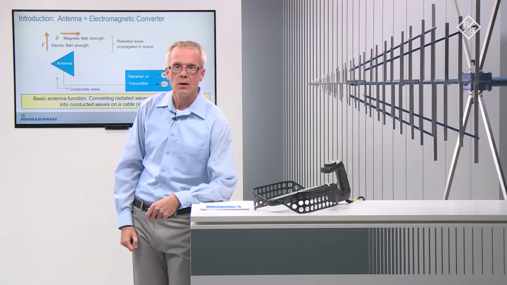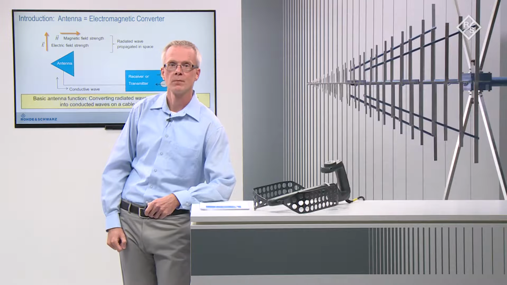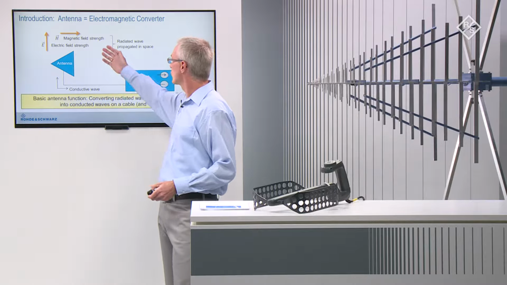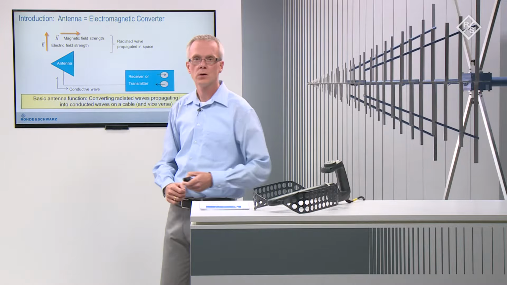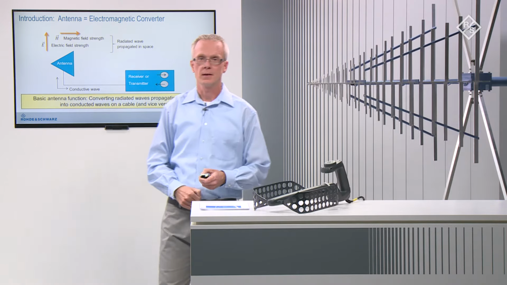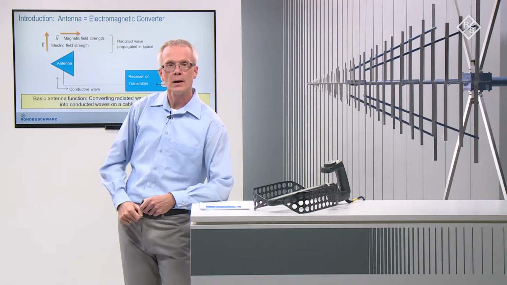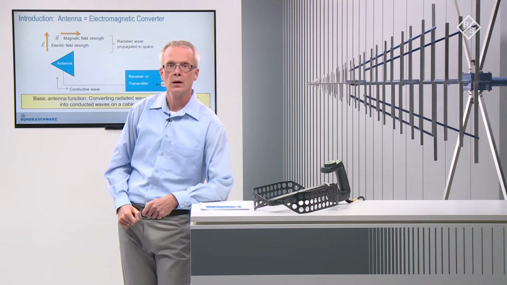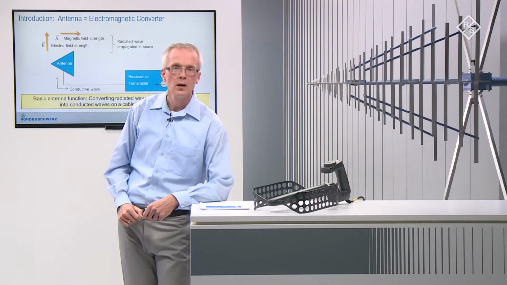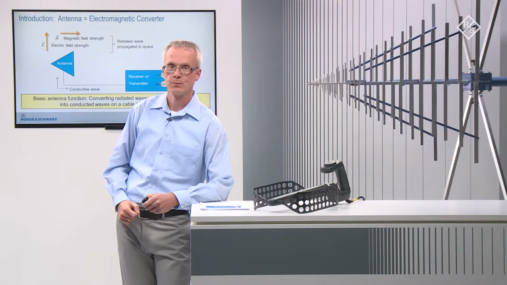The antenna itself is nothing more than an electromagnetic converter. The task is to convert radiated waves which propagate in space into conductive waves on a cable or vice versa. An antenna is generally a reciprocal item, meaning it can be used for receiving and transmitting purposes. However, we will later see that there are certain types of antennas where this is not true.